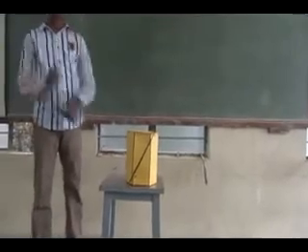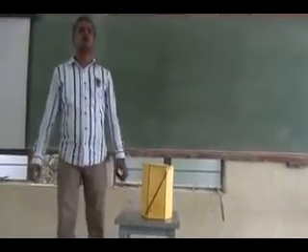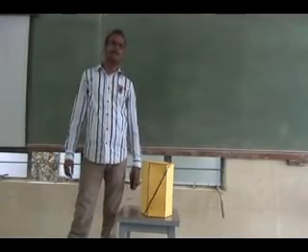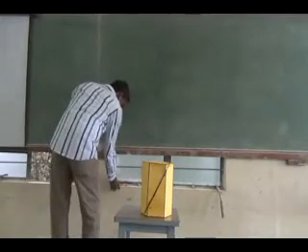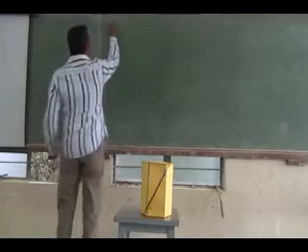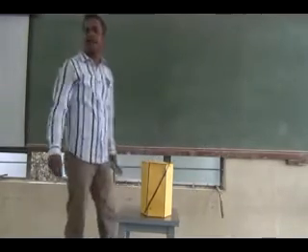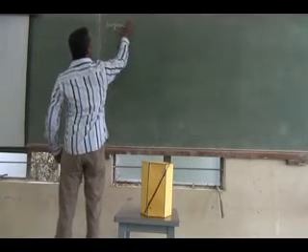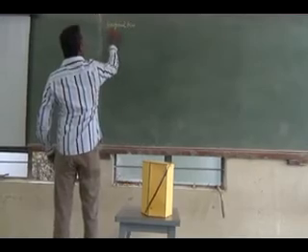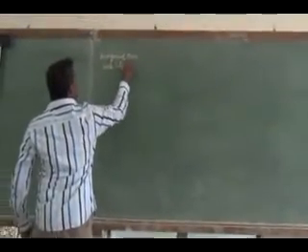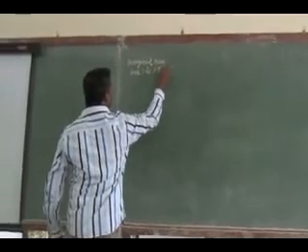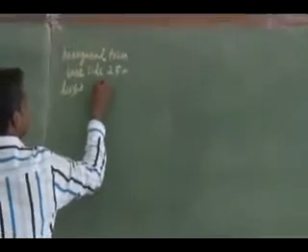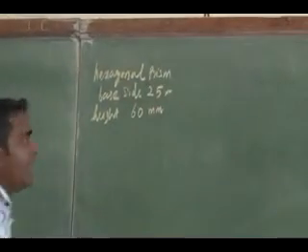Take the first problem. Draw the development of the lateral surface of a hexagonal prism of base side 25 mm and height 60 mm.